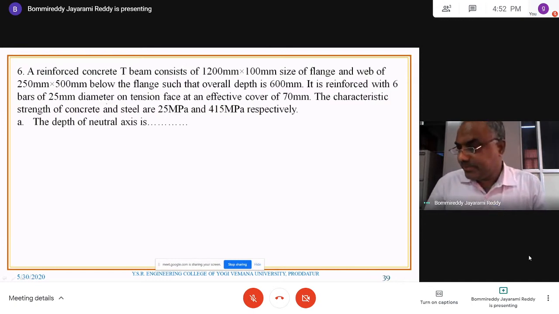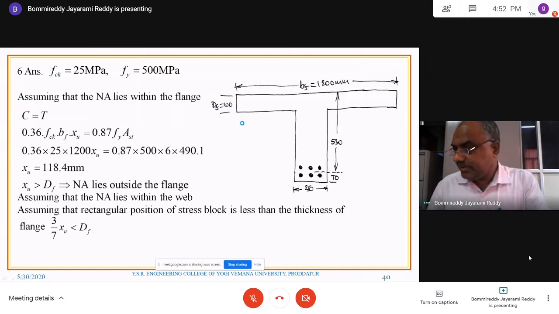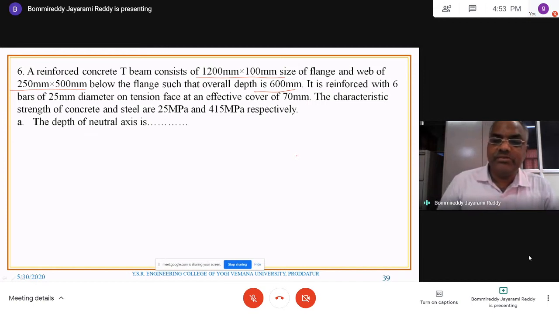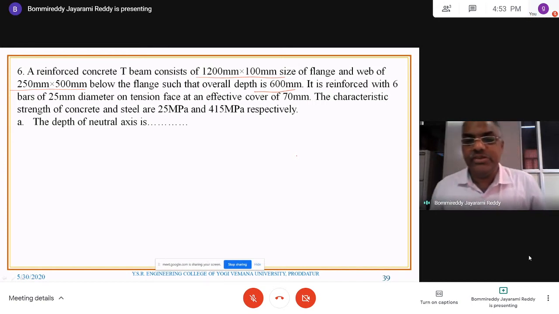Then a reinforced concrete T-beam. A reinforced concrete T-beam consists of a 1200 by 100 mm flange, and I took the same size because you need to understand the difference from one figure to the other by changing the reinforcement from 3 bars to 6 bars, etc. It's only for the sake of understanding the concept. I mentioned the size, everything is the same.